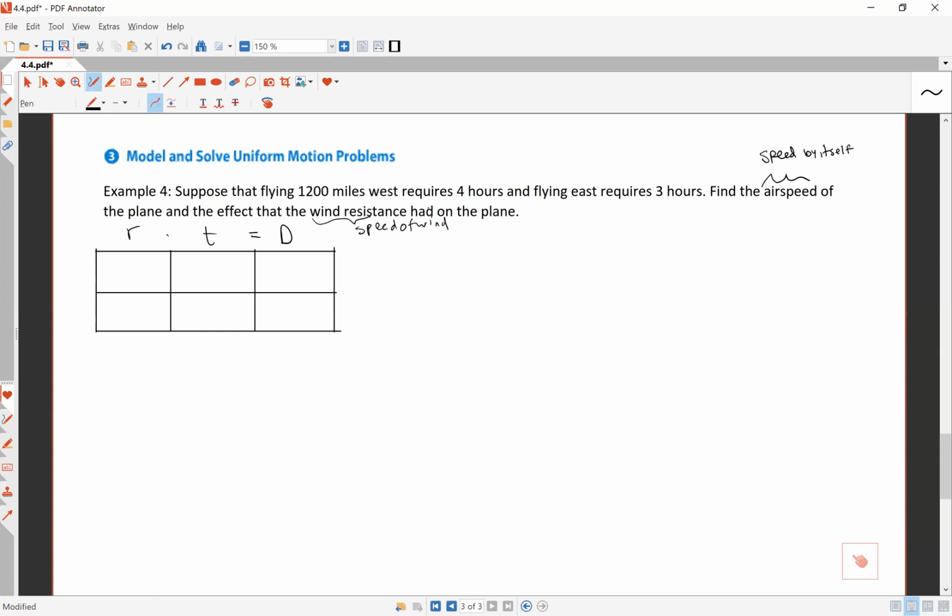So when you fly west, it takes you longer than it does to fly east. And that's because when you fly east, you have the wind pushing you along, so you're going with the wind. Takes you less time, so the wind is helping you. But west, you're going against the wind, so it takes you longer to get home. So we label these as with the wind and against the wind.